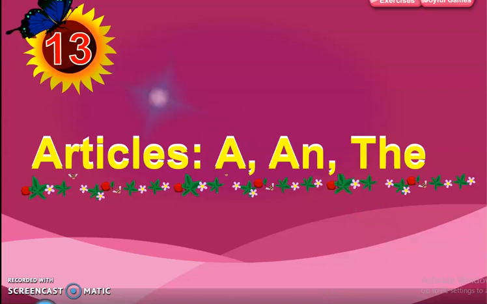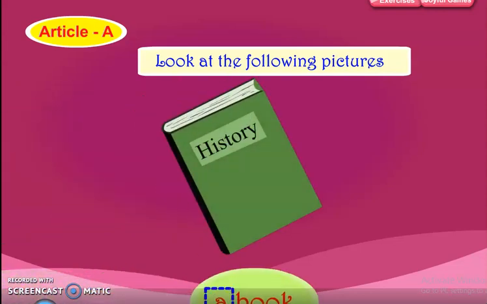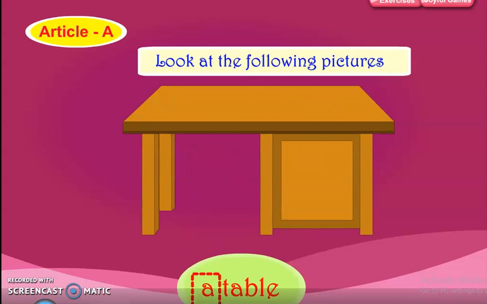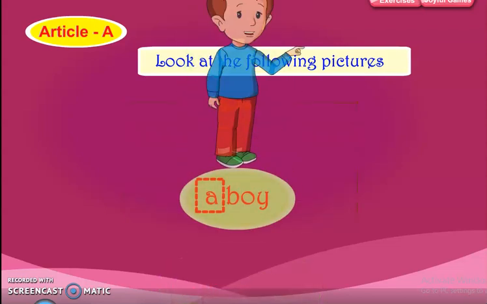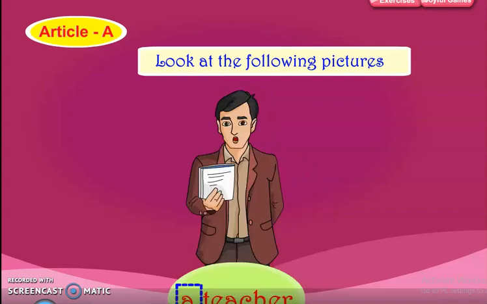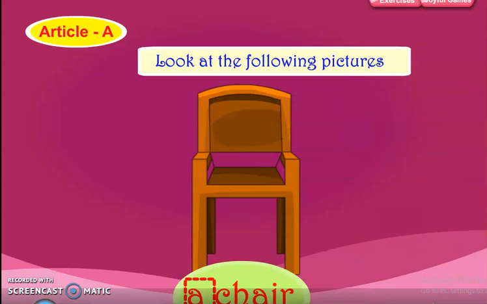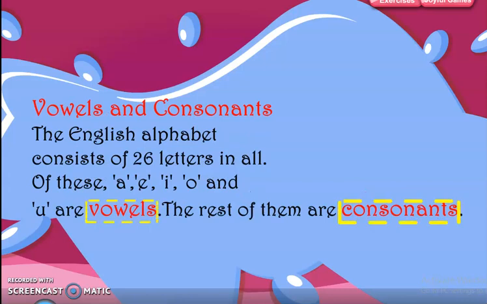Article a. Look at the following pictures. A book. A table. A board. A boy. A teacher. A chair. Vowels and consonants. The English alphabet. Now, we know very well when we need to talk about only one thing or any one person, we use a. But when to use a and when to use an?